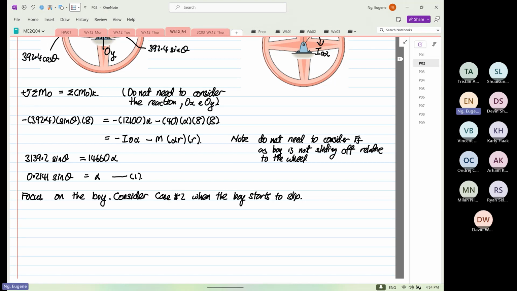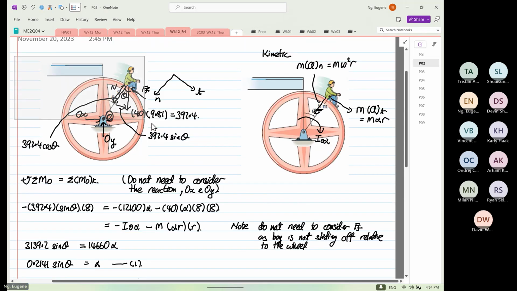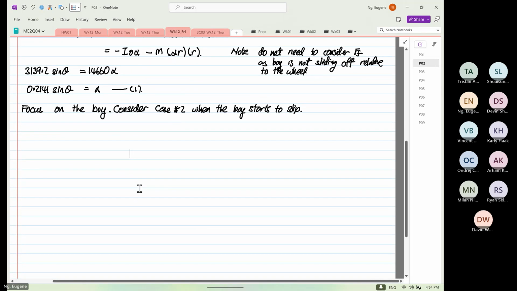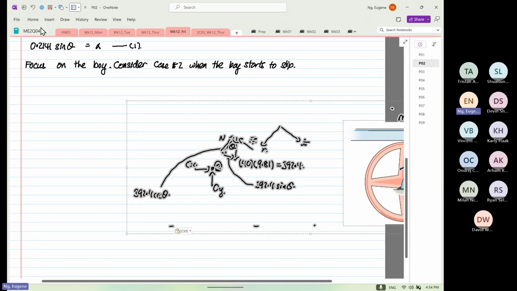Do not memorize any of this. Nothing to memorize. So from here, we are just going to focus on the boy. I'll copy this whole diagram. And I think I have enough space. Really, Eugene?